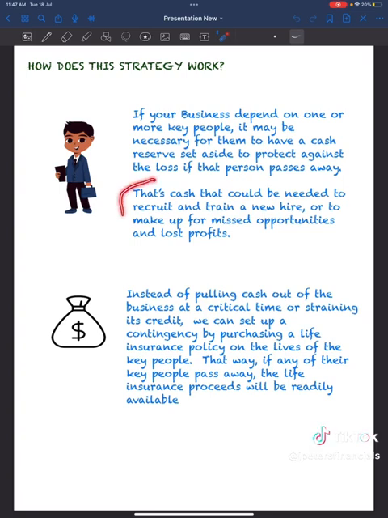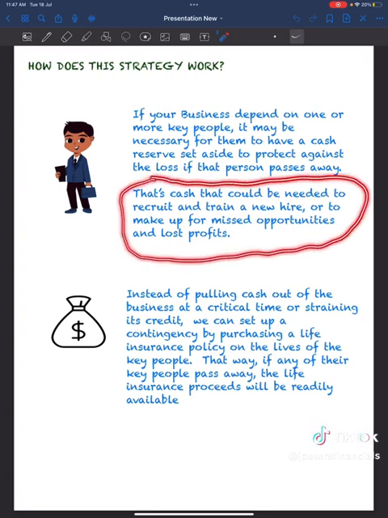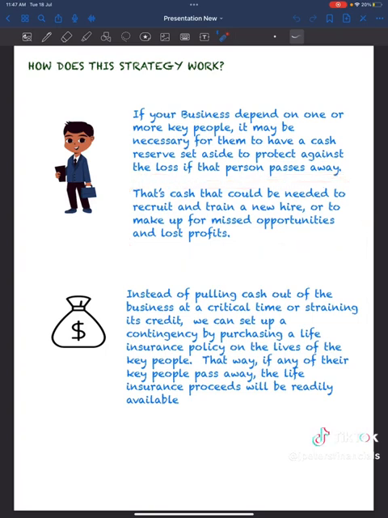A cash reserve would be needed if that person was to pass away, to recruit and train or hire, and to make up for the missed opportunities that the business will incur. Instead of pulling cash out of the business at a critical time and straining its credit, what we can do is set up a life insurance policy on the key person within the company. So if that key person was to pass away, the life insurance proceeds will be available to the business. Right? Let me explain even further.